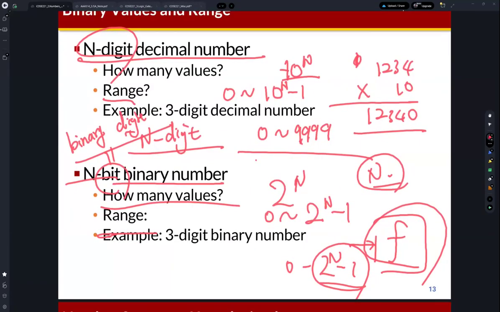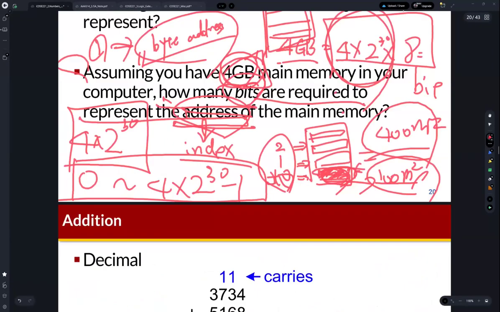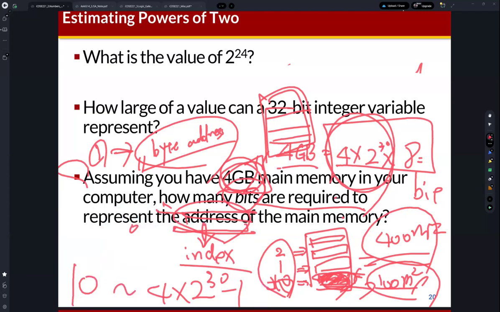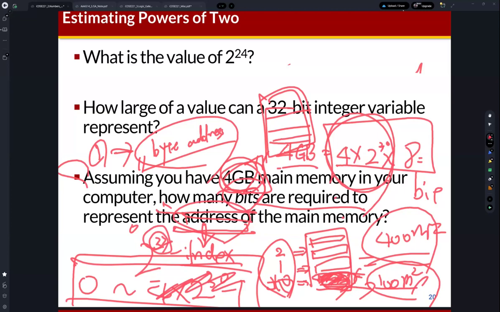An n-bit binary number has how many values? 2 to the power of n, and the range is 0 to 2 to the power of n minus 1, right? So in this question, to represent the range from 0 to 4 multiplied by 2 to the power of 30 minus 1, we require this many binary digits. This number is 2 to the power of 32 minus 1, right? So n equals 32.